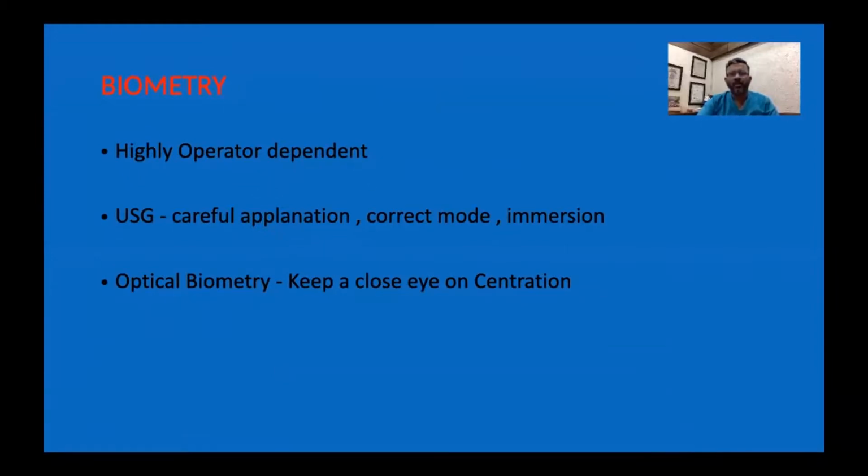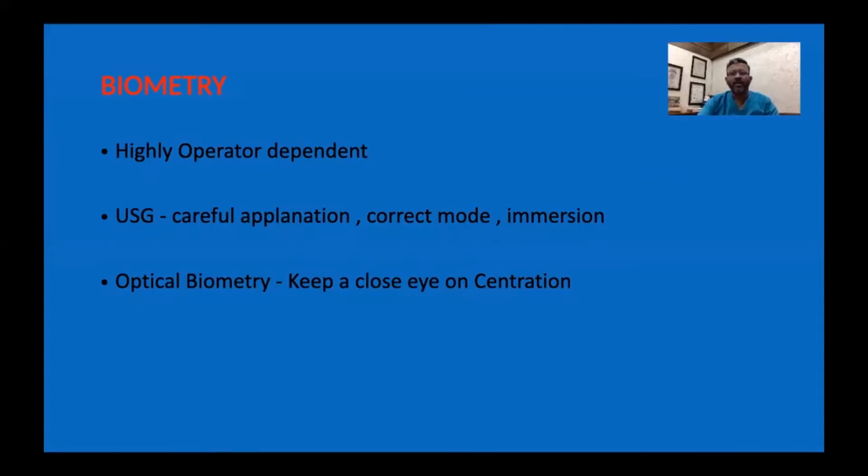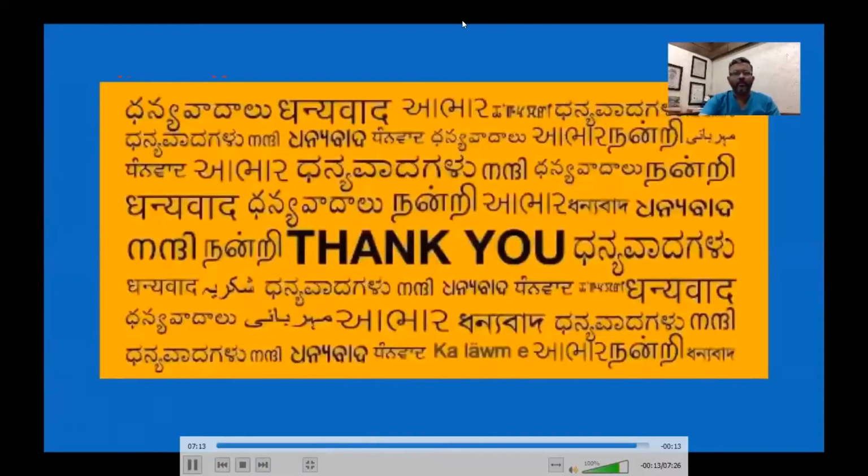If at all you are doing ultrasound, make sure that the applanation is very, very gentle. Make sure you're in the correct mode. And for higher modern lenses, trifocals and all, try to do an immersion ultrasound scan. In optical biometry, make sure that the patient has a good centration and it's not an off-axis measurement. Thank you. With that, I conclude.